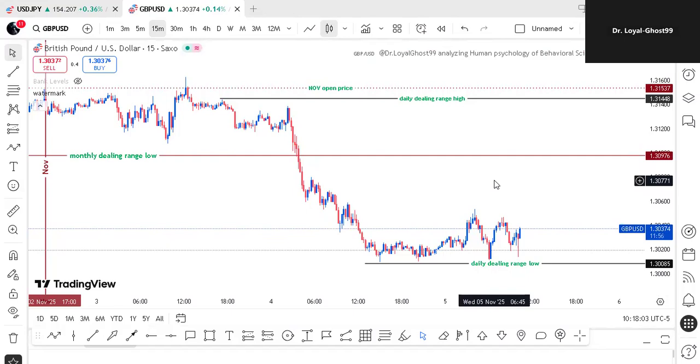According to the current month, according to the previous month, this was the dealing range. So where are we standing according to the current month? It's the same logic. According to the previous week, where are we standing in the current week? According to the previous day, where are we? What dealing range are we standing in according to today's price action?